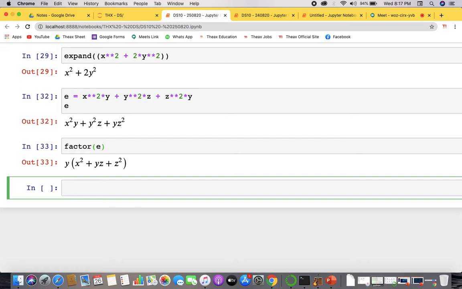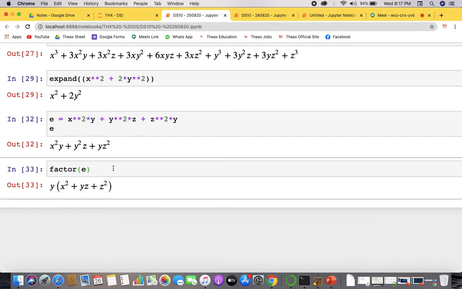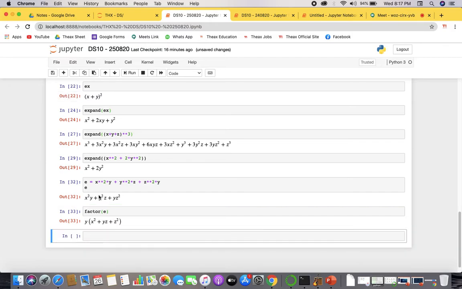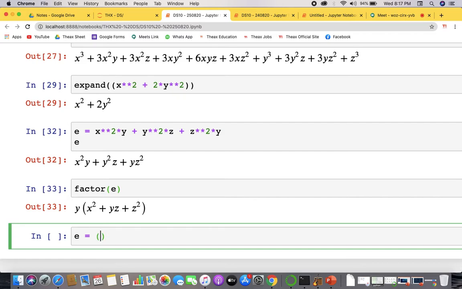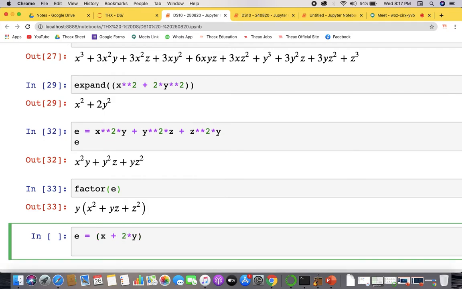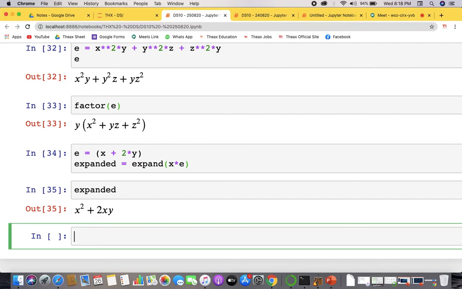Okay, kind of right. So if again I take my expression E and I write it to be x plus 2y, now again I'm going to use expand. Let's say the expanded form is the expand of x multiplied by E. If I see my expanded form, it would be x square plus 2xy.